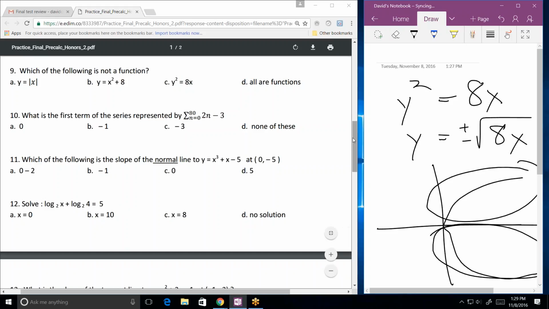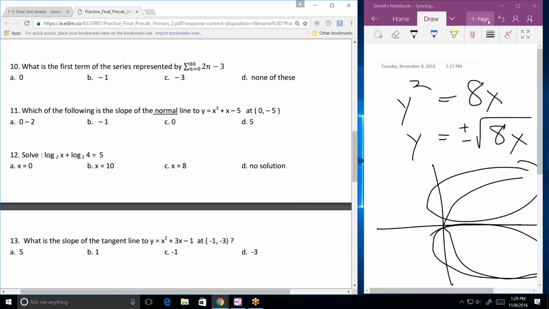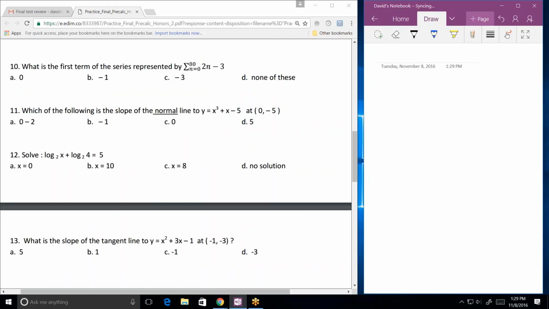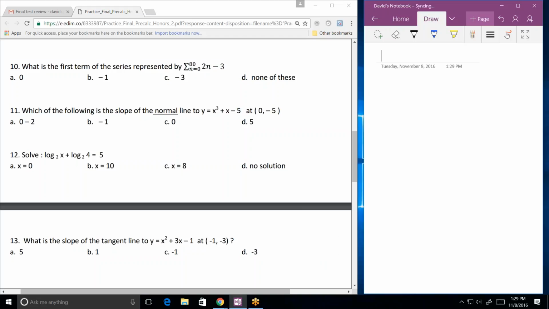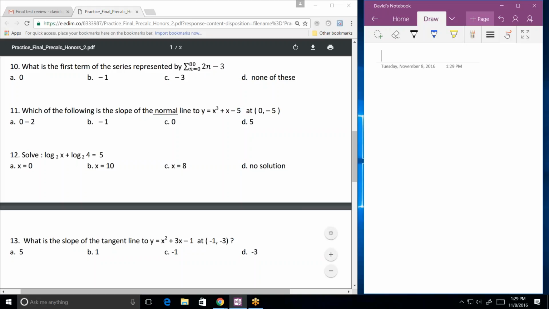All right, let's look at 10. These are easy, believe it or not. What's the first term? It'd just be negative 1. Plug in 0 for n, and that gives you your first term. Wait, so it's not 1? No. Look over here. N goes from 0 to 80, not 1 to 80. So the very first term is where you plug in 0 for n. So it'd just be negative 3 then. Correct. What's the second term when n equals 1? Negative 2. Negative 1, my bad. Exactly. And then the third term is when n equals 2 and you have positive 1.